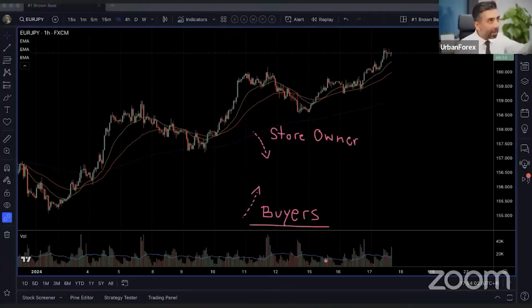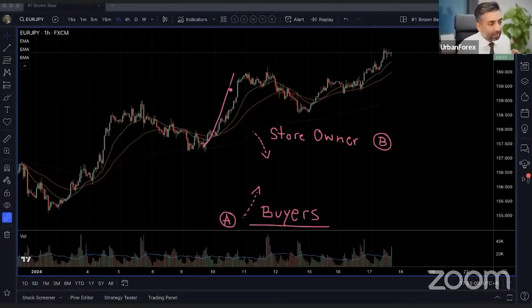Now, I'm going to divide half of the room. Pick a letter in your mind. Letter A, you're on team A. Letter B, you're on team B. Just pick a letter in your mind. Team A, you guys are buyers. Team B, you guys are store owners. Now, if the price is going up this drastically, team B, you guys are the ones that are selling the euro yen. You're saying, I want to sell it. I have too much.